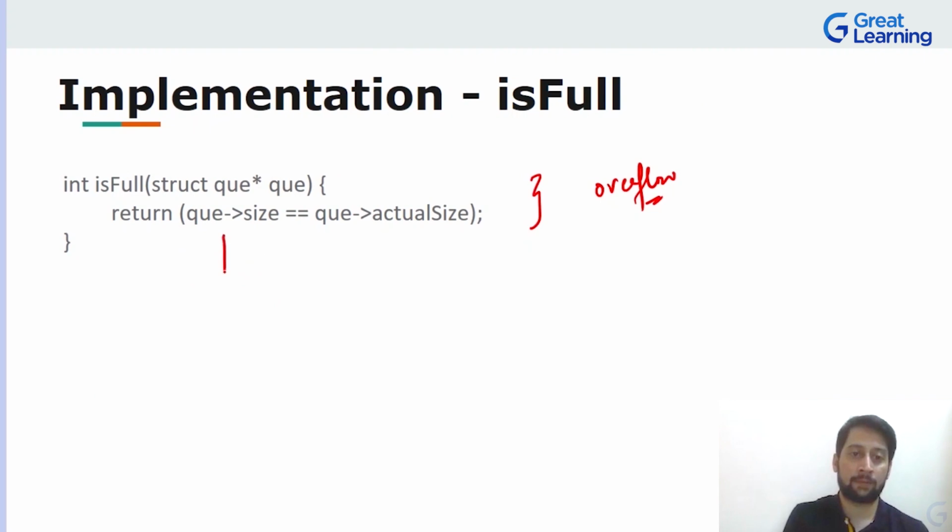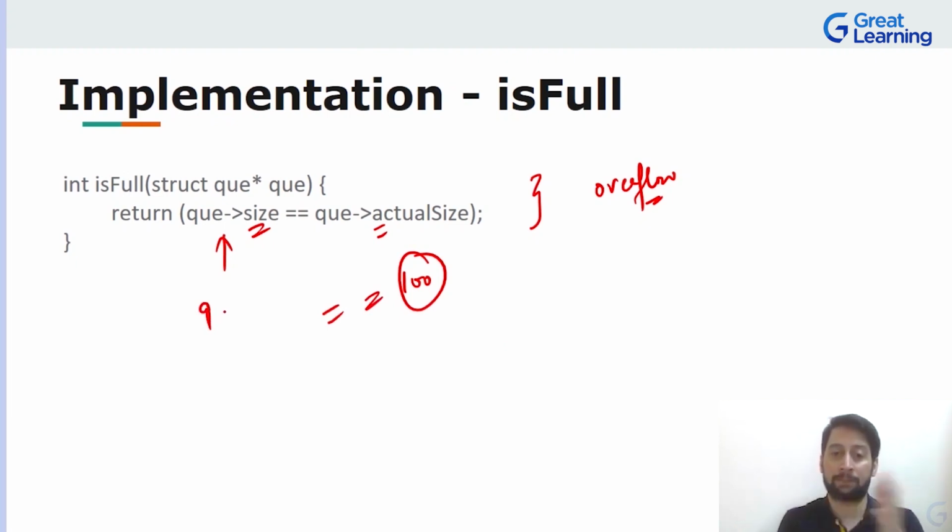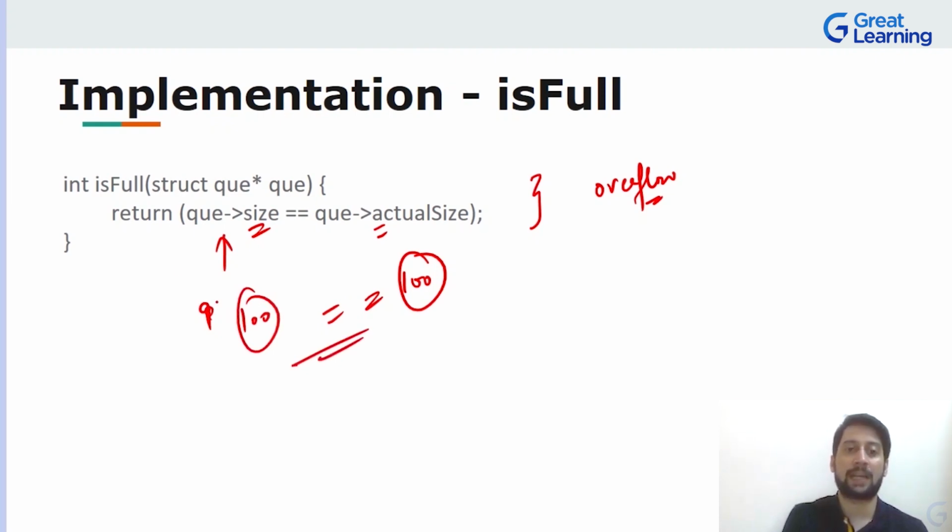So now, the queue size is the size that helps us keep track of the elements present in the queue. If that size is equal to the actual size of the array, that is 100, then that means we cannot insert any elements any further.